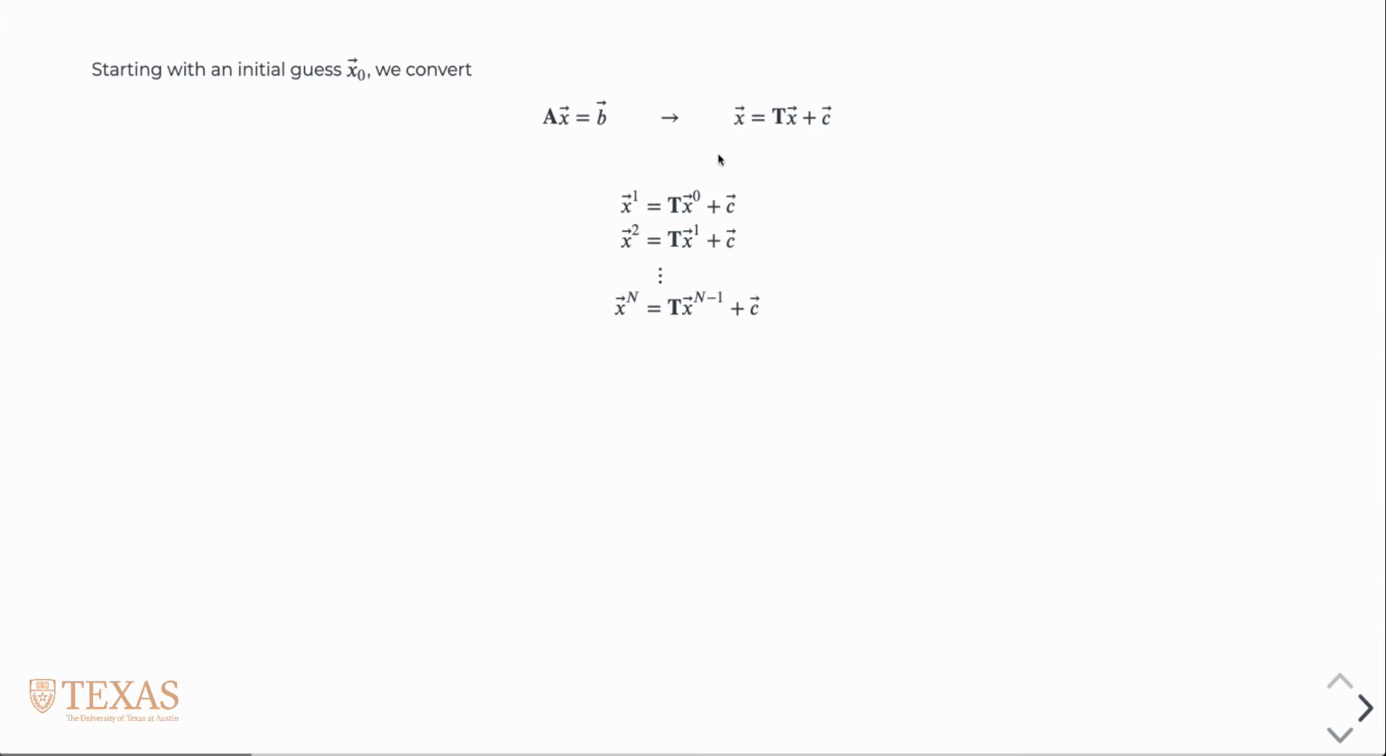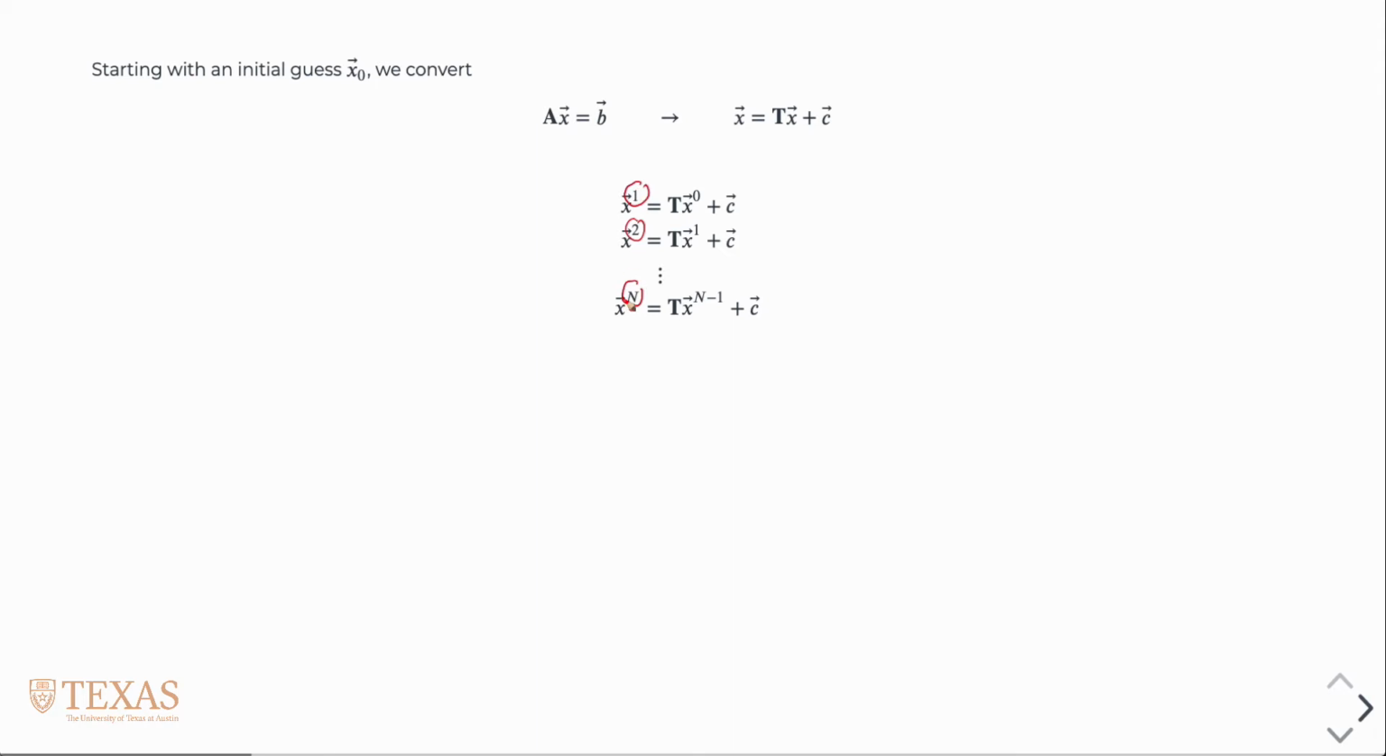But ideally, the initial guess shouldn't matter, and we will always eventually get to a converged solution. So we start with an initial guess, and we basically just evaluate the matrix product plus the addition of the vector to get a new guess. And then we take that new guess and plug that back in, and we continue to do this for n iterations.